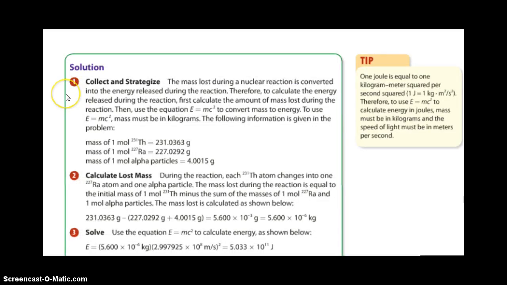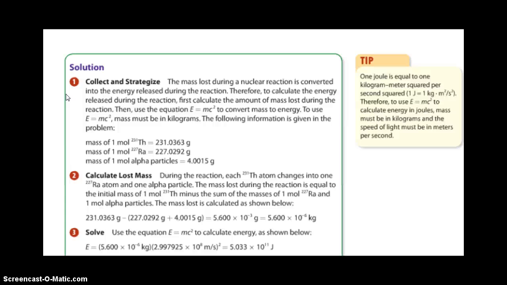Go for it. Collect and strategize. The mass lost during a nuclear reaction is converted into energy released during the reaction. Therefore, to calculate the energy released during the reaction, first calculate the amount of mass lost during the reaction. Then use the equation E equals mc squared to convert mass to energy. To use E equals mc squared, mass must be in kilograms. The following information is given in the problem, so it lists it again. Now, if you're ready now, hit pause and do it on your own. If not, keep following along.